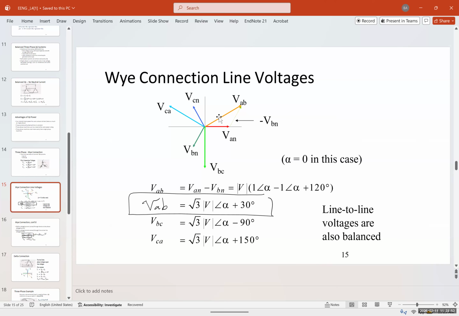Why? Because when you add these two phases, you're going to have a phase that comes up with a 30 degree shift. You remember when we added VCN and VAN, then we got VAC, for example, or VAB. If I add VAN and VAB, I get this voltage, and this is negative 30 degrees. Now this is VAB. It's going to have a 30 degree shift, okay?